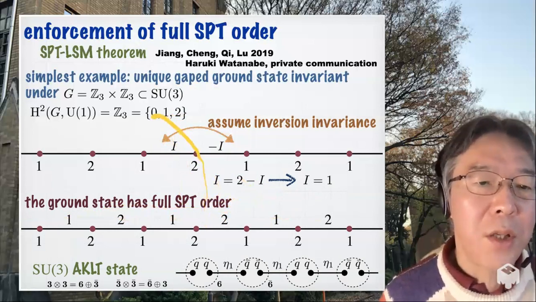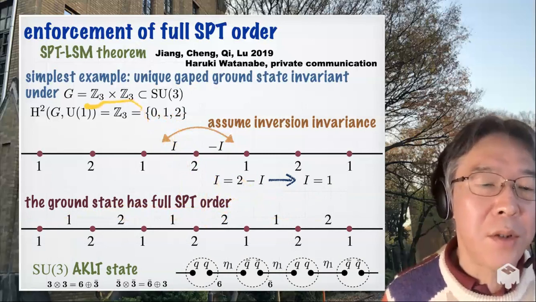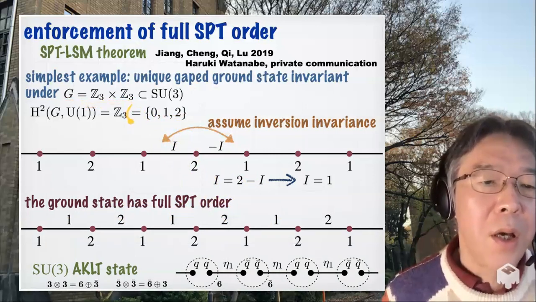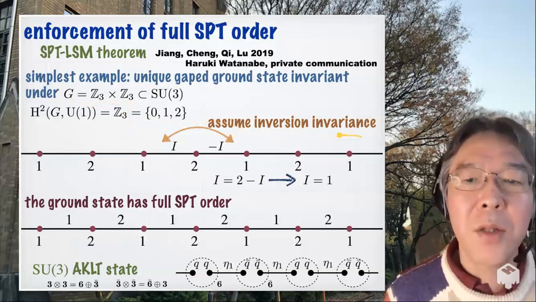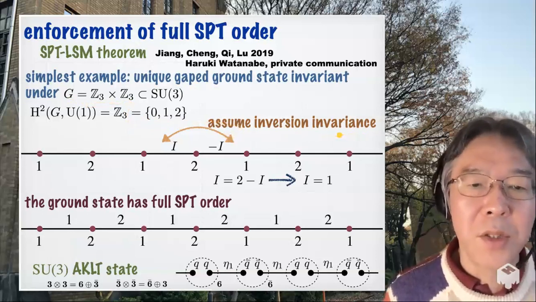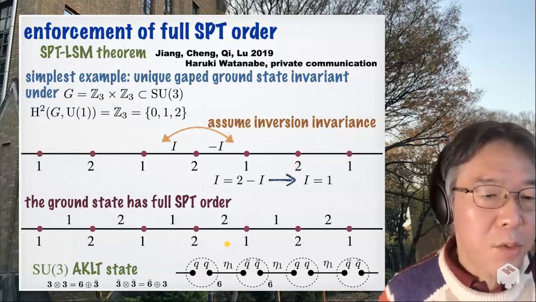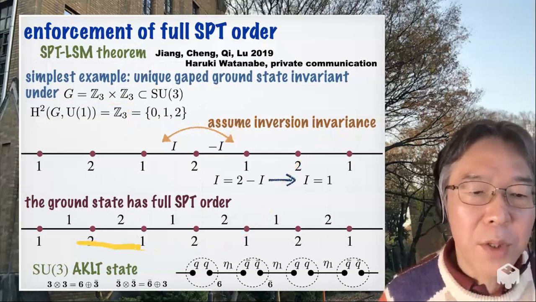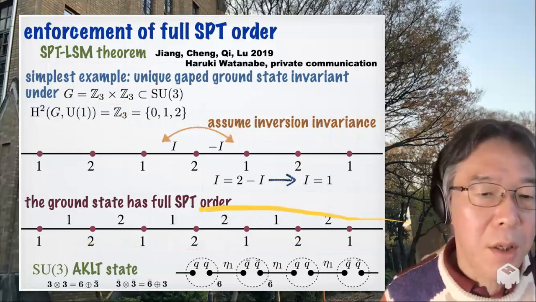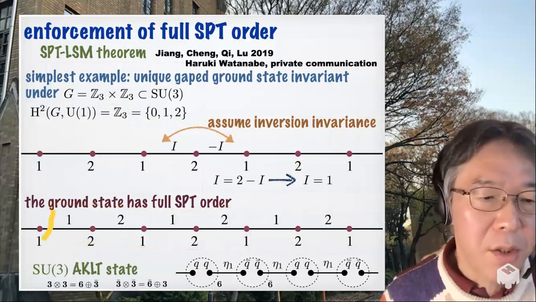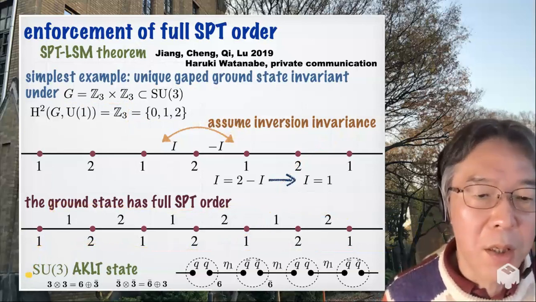So the only things we assumed are this symmetry, and that the model has a unique gapped ground state. And you might ask, are there any examples of this kind of SPT state? Well, there is. It's something we call the SU3 AKLT state.